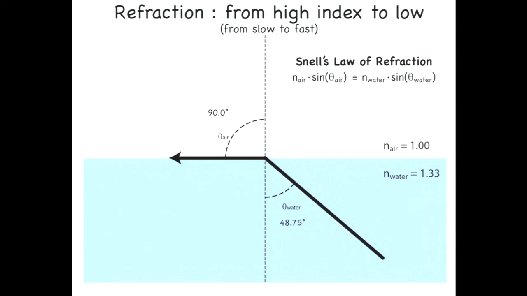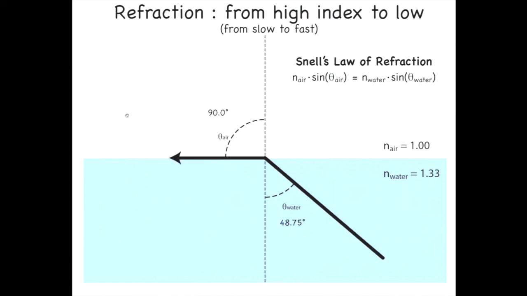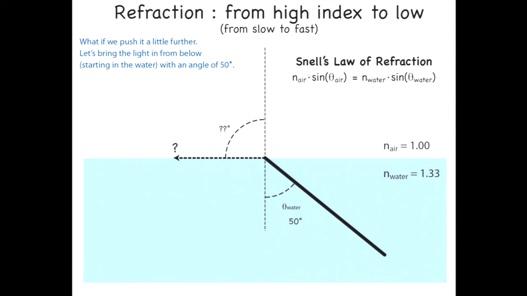So now, what happens if I go even a little further and bring the light coming in from, say, 50 degrees, which is clearly larger than 48.75 degrees? What happens? Well, let's look at it mathematically. To get the angle in air, you take the arc sine of n water over n air times the sine of the angle that it came in with. So if we plug in those numbers, sine of 50 degrees is 0.766. And we take 1.33 times that, because that's what n water over n air is, we get 1.02. And the arc sine of 1.02 is not a real number, right? Because sine can only go from -1 to +1. So this has no real solution.